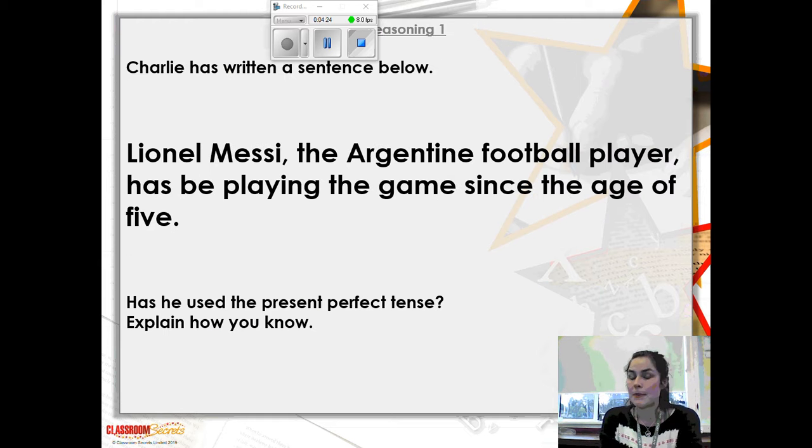Charlie has written a sentence below. Lionel Messi, the Argentine football player, has been playing the game since the age of 5. Has he used the present perfect tense? Explain how you know. So remember, you are going to start your sentence with a sentence stem. We do not start our answers with because. So the sentence stem I beg you to use, Charlie is incorrect because.